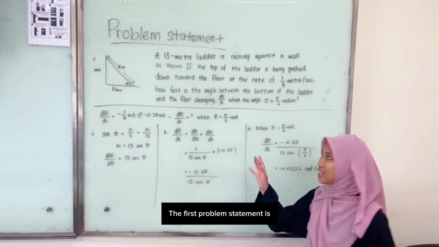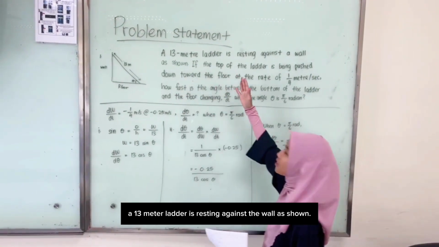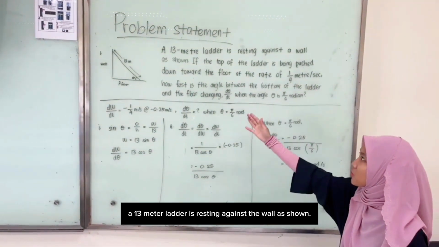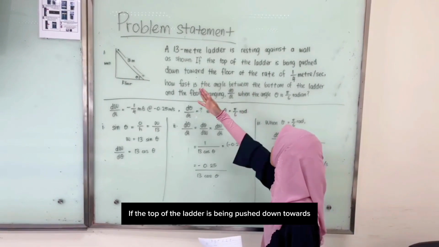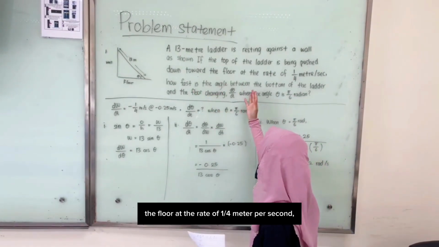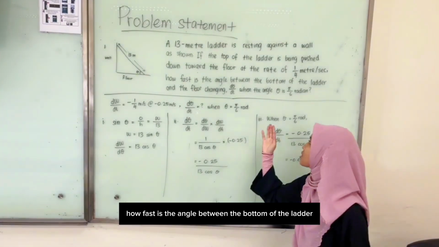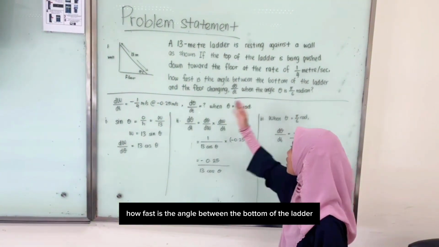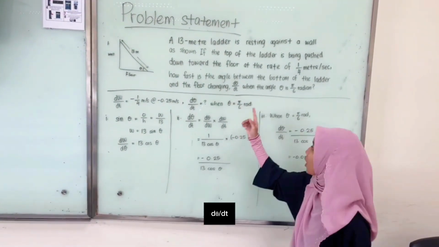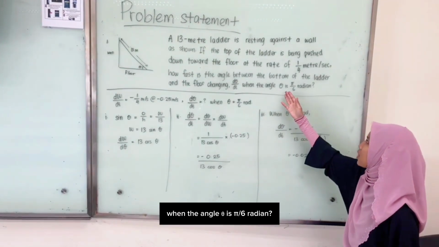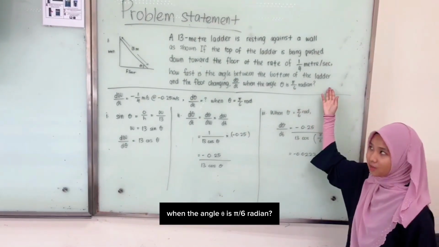The first problem statement: a 13-meter ladder is resting against a wall as shown. If the top of the ladder is being pushed down towards the floor at the rate of 1/4 meter per second, how fast is the angle between the bottom of the ladder and the floor changing, d theta over dt, when the angle theta is pi over 6 radian?